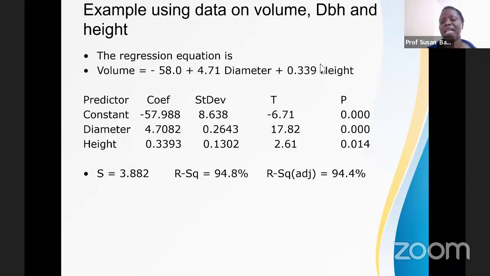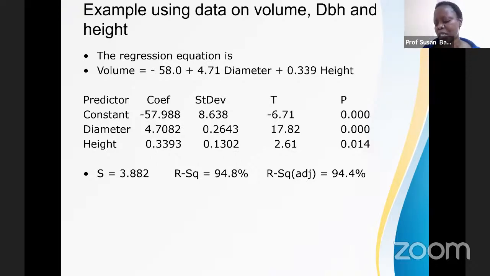So in this case, if we hold height constant, we are going to interpret the slope corresponding to diameter. And in this case, for every increment in diameter, volume increases by 4.71. If this was negative, if the slope had a negative sign, we would say that for every unit increment in diameter, volume decreases by that 4.71. But in this case, it is positive. So as diameter increases by a unit, volume increases by 4.71. So now, after that, we hold diameter constant and interpret height. So for every unit increment in height, volume increases by 0.339 cubic meter. So that's the interpretation of the model.